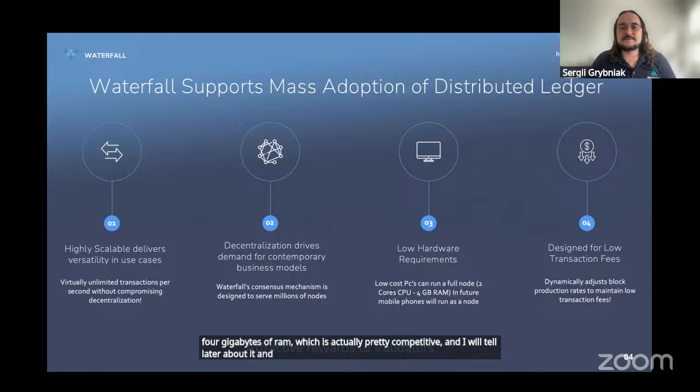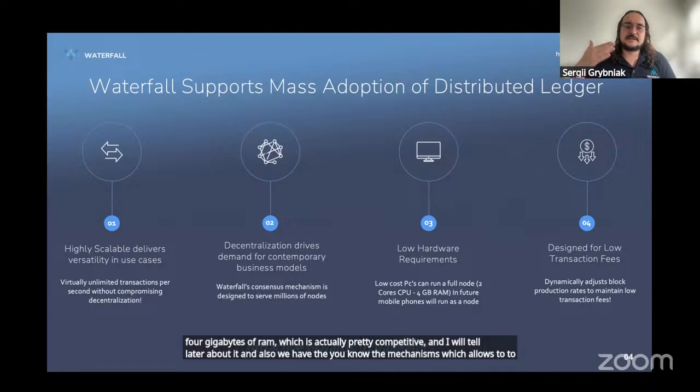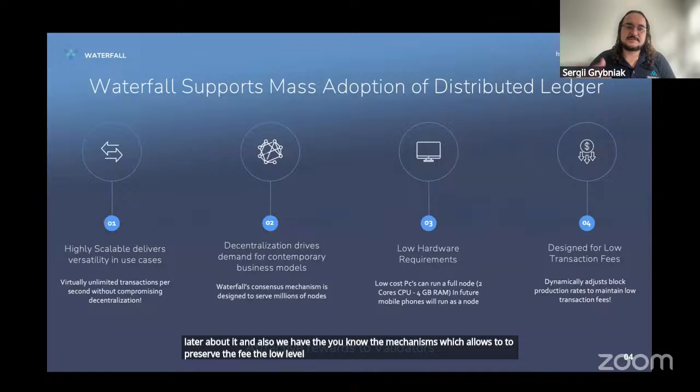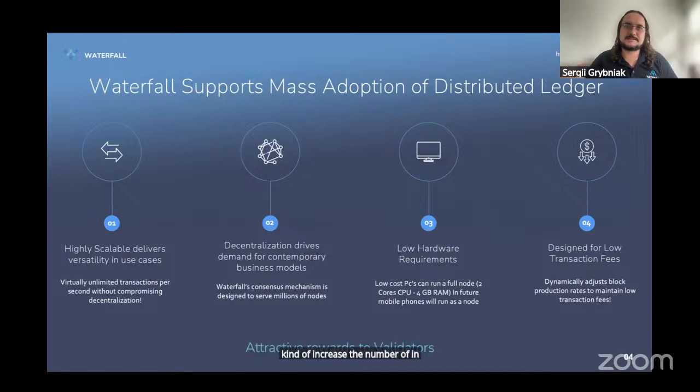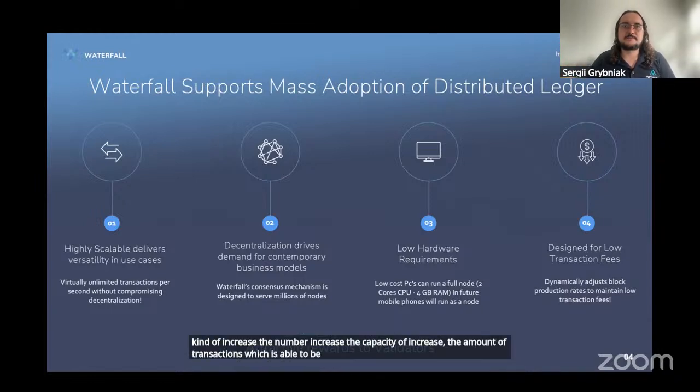And we also have mechanisms which allow us to preserve a low level of fees, because we are able to scale further and increase the capacity, the amount of transactions which can be processed at the same time. This allows us to keep fees low even when the load of the network grows.